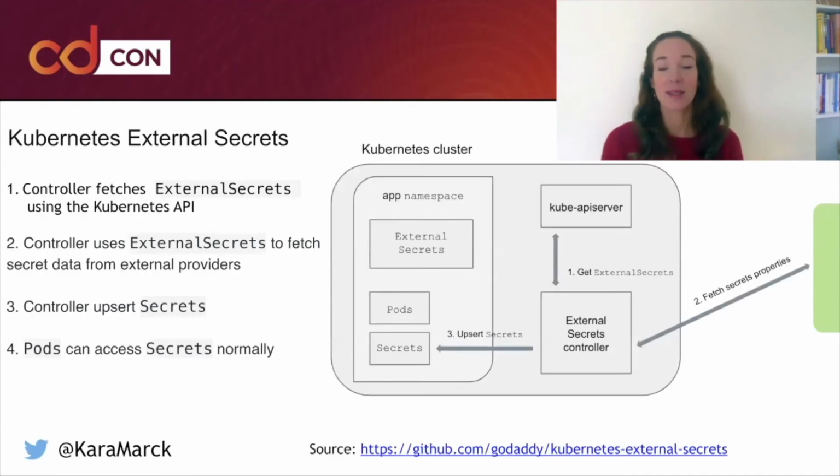Okay, so if we look at this a little bit more closely at what's happening, first the external secrets are added to your cluster. And you can kubectl apply, or Jenkins X can do that for you. The controller fetches external secrets using the Kubernetes API. Second, the controller uses external secrets to fetch secret data from the external secret management system. Then the controller upserts those secrets, and the pods can then access the secrets normally.